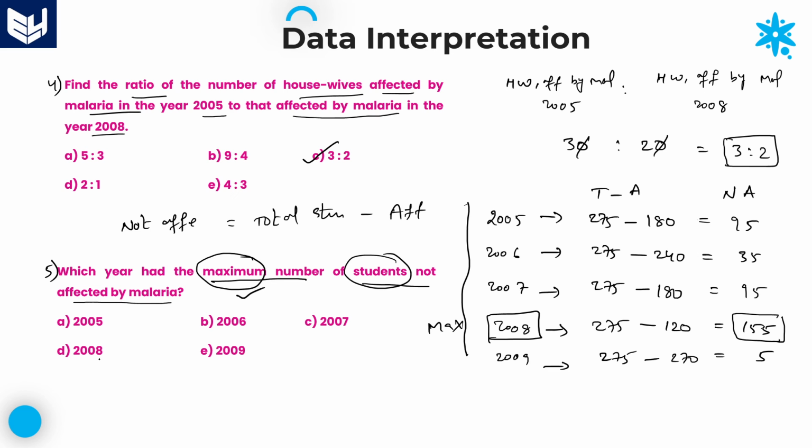So once look at the options. Among the options, option D is the right answer for this question. Option D. Suppose the question is asking about the minimum number of students who are not affected by malaria, that is 2009. In 2009, only 5 members are not affected by malaria. But here he is asking about the maximum number. So in 2008, 155 members are not affected by malaria. Option D is the right answer for this question.